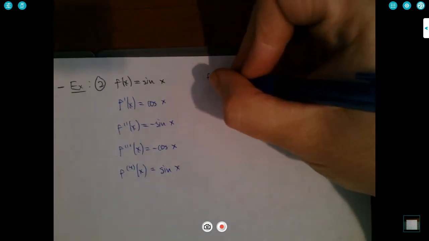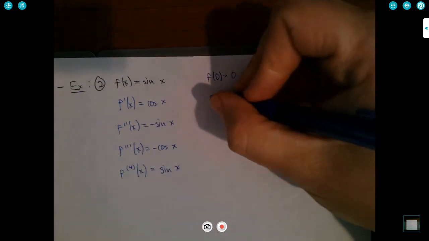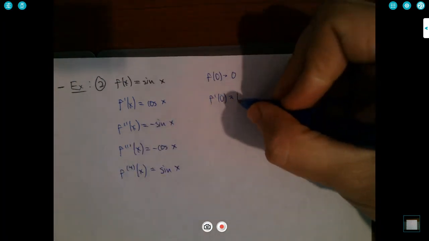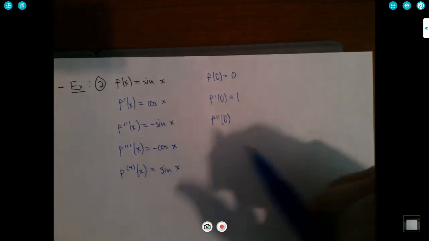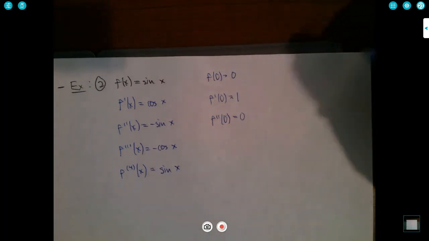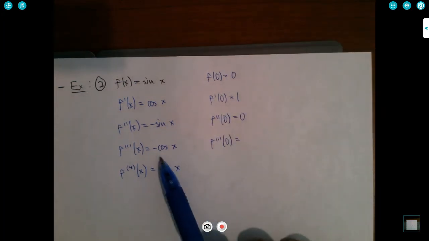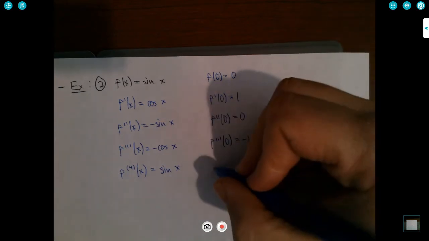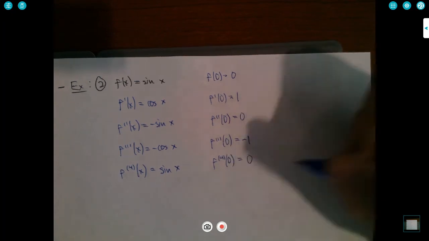Well, so let's see what these are when we evaluate them at 0, right? So f of 0 is sine 0, that's just 0. F prime of 0 is cosine 0, that's 1. F double prime of 0 is negative sine of 0, so that's 0 again. F triple prime of 0 is going to be negative cosine of 0, so that's negative 1. And then at the fourth derivative, evaluated at 0, we're going to be back to 0.